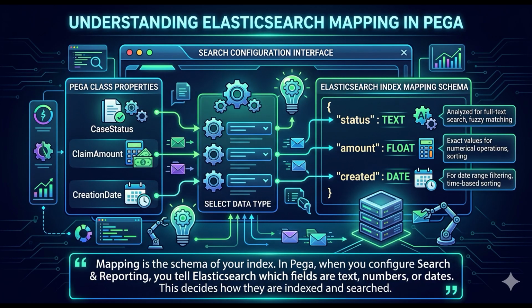Mapping is the schema for your index. In Pega's search and reporting configuration, you define which fields are text, numbers, or dates. This determines exactly how your data is indexed and how it can be searched later.